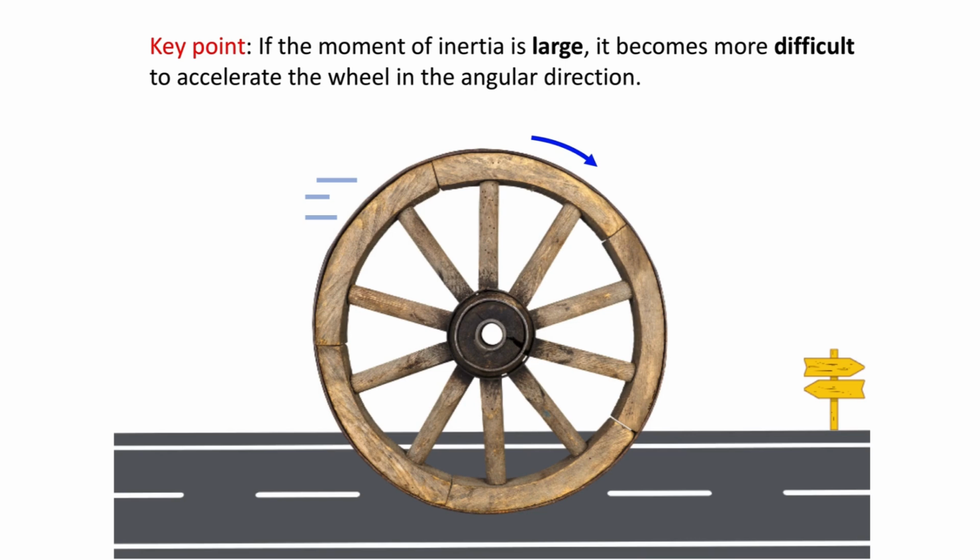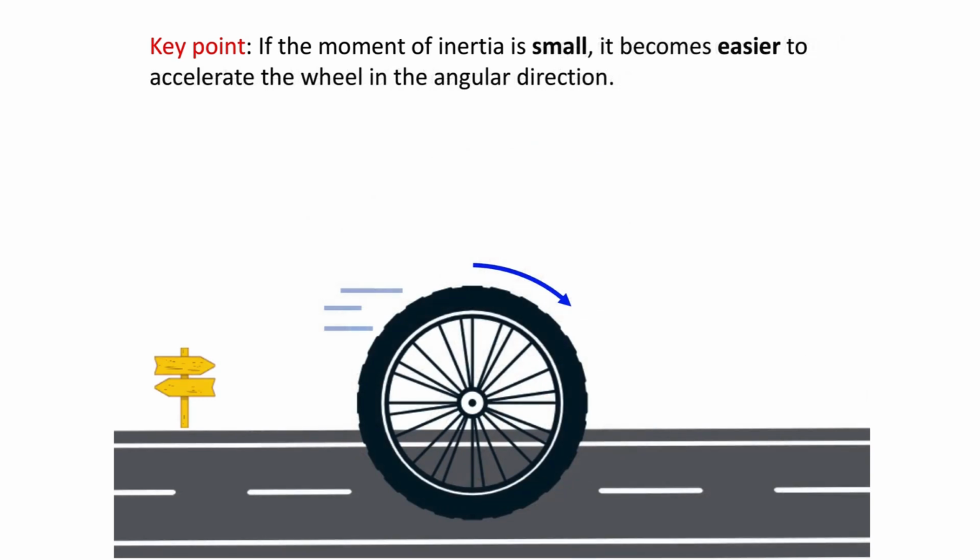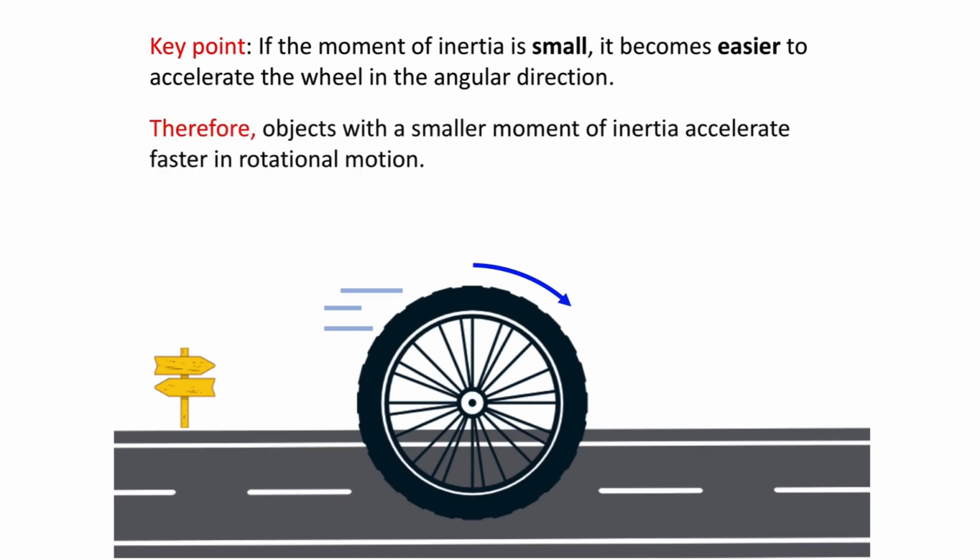The key point here is that if the moment of inertia is large, it becomes more difficult to accelerate the wheel in the angular direction. And also, if the moment of inertia is small, it becomes easier to accelerate the wheel in the angular direction. So we can conclude that objects with a smaller moment of inertia accelerate faster in rotational motion.